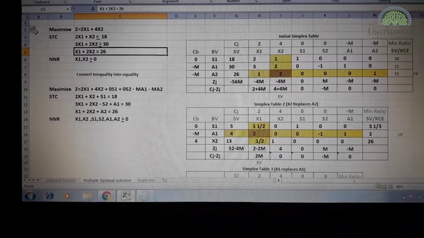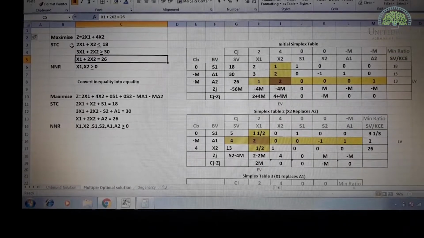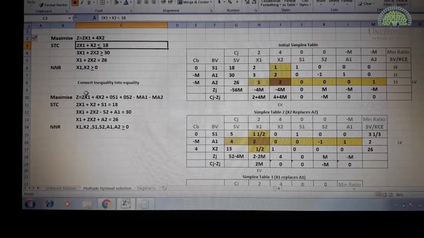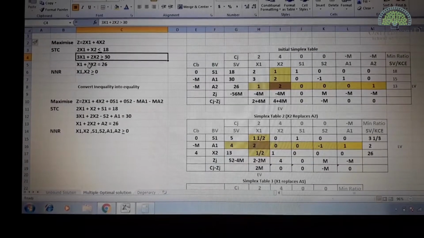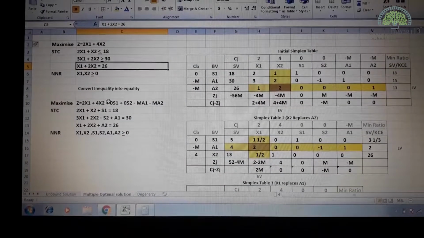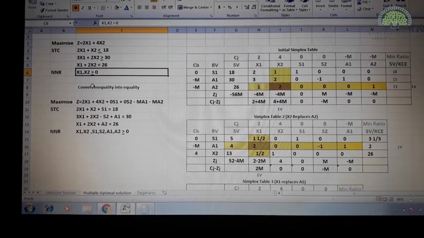Given a problem, maximize z is equal to 2x1 plus 4x2 subject to three constraints: 2x1 plus x2 less than or equal to 18, 3x1 plus 2x2 greater than or equal to 30, x1 plus 2x2 is equal to 26, and our non-negative restrictions, which state that all our decision variables should be greater than or equal to 0.